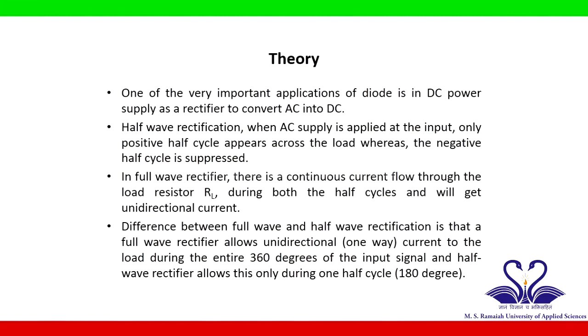The difference between full wave and half wave rectification is that a full wave rectifier allows unidirectional, that is one way, current to the load during the entire 360 degrees of the input signal, and a half wave rectifier allows this only during one half cycle, that is 180 degrees.